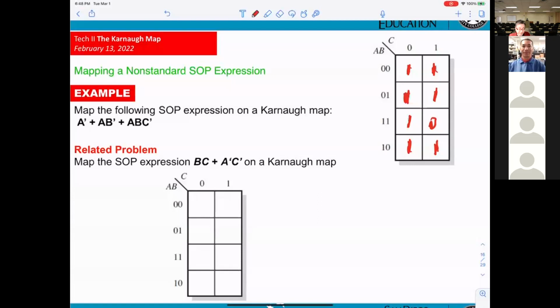Okay, try the related problem. See how much you understand. If you guys are done, let me know. I can go through it.